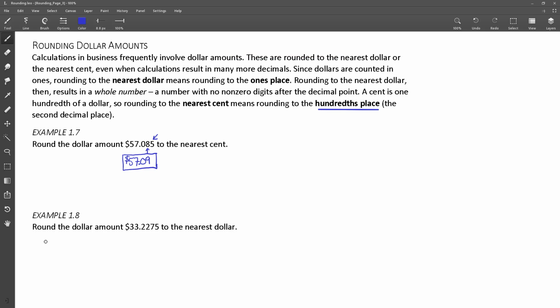So taking a look at example 1.8, round the dollar amount 33.2275 to the nearest dollar. Okay, rounding this to the nearest dollar means rounding to the ones place. The ones place is this place, first to the left of the decimal point. We look to the next decimal place, which is this 2. The 2 is less than 5, right? It's 4 or less. And so we're not going to round up in this case, we're going to round down. That simply means truncating the number at the decimal place. So it's $33 to the nearest dollar.